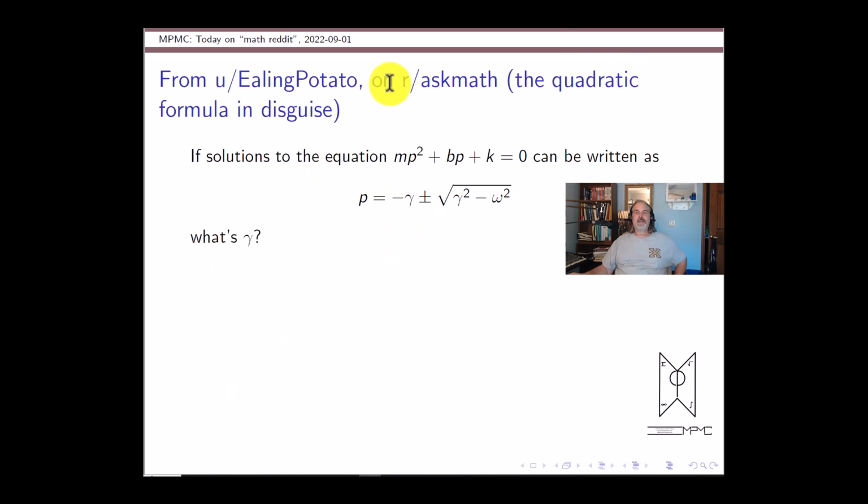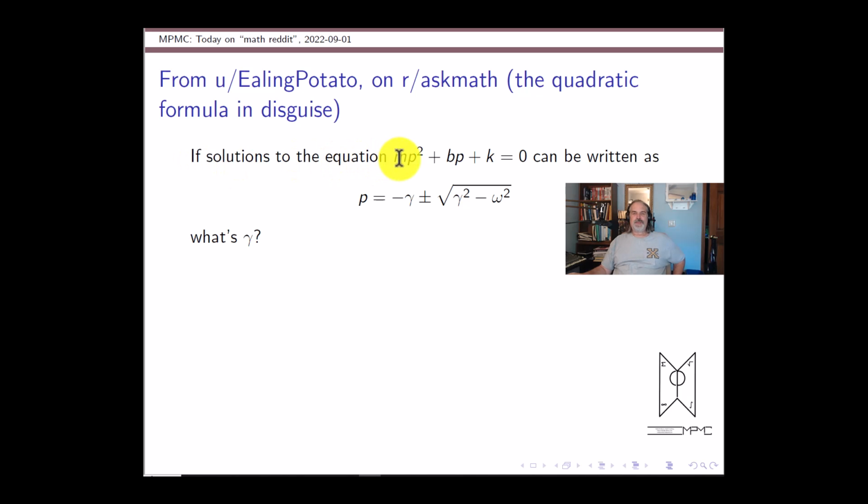All right, finally, out of calculus back to just some quadratic formula stuff. But this has a couple of steps in it that are somewhat sophisticated, and it's awfully alphabet soupy. So to me, it was a good example to go through. Here's how the question was posed from the user Ealing Potato on our askmath. I was wondering if that was supposed to be eating potato with a typo. Who knows? You'll have to ask that user.